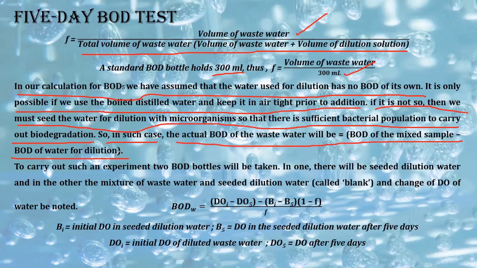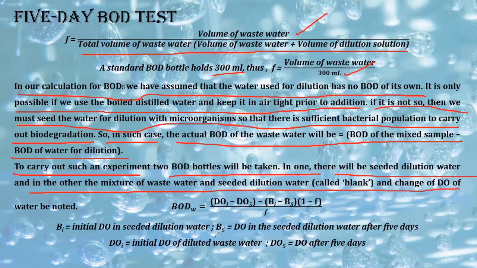Okay. If you are using boiled distilled water, then it is okay. Otherwise, if you are not using boiled distilled water, then what we need to do? We need to seed the water for dilution so that sufficient bacterial growth will be there, right? And in such a case, the formula will alter a little bit, and the formula will be like this: BOD of mixed sample minus BOD of water for dilution. Okay. Now to carry out such an experiment, 2 bottles of BOD should be taken. One should be seeded, another should be unseeded, right? That is called blank. Okay.